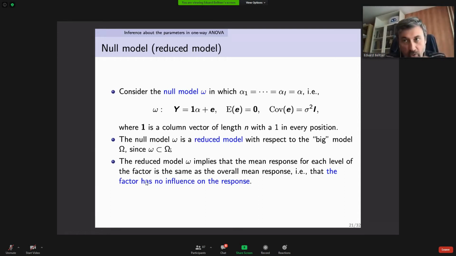And basically, now think in terms of models, we want to test whether this reduced model is as good as the big model. Okay, this is what we want to test. So this is a reformulation of testing in ANOVA. The reduced model implies that the mean response is the same, and if all alphas are the same, this means that the factor has no influence. So there is no factor. In other words, the factor not being present can be formalized mathematically by saying all alphas are the same.